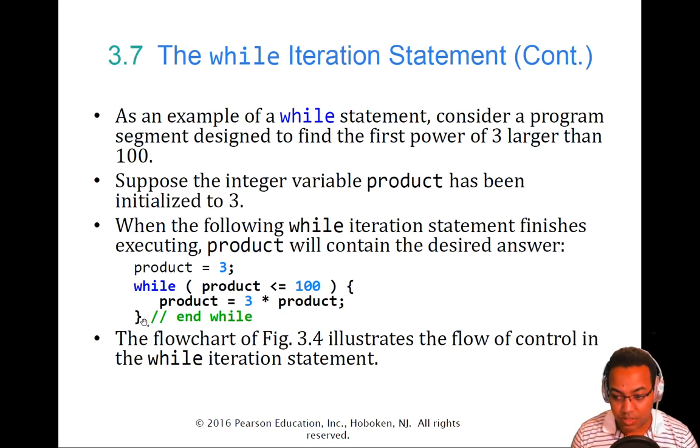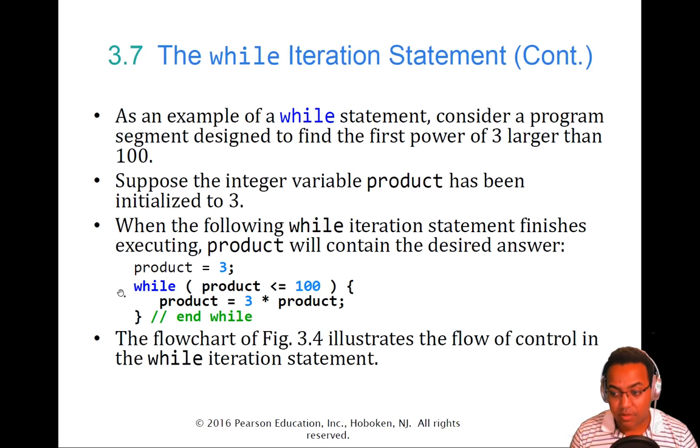This loop's going to then go again. While product is less than or equal to 100, it's still less than or equal to 100, correct? Because it's 9. So run this again. 9 times 3 is 27. Product now equals 27. Run the while loop again. While product is less than or equal to 100, it's 27. Run it again. So 3 times 27 is a number. I think it's 81. So product equals 81.